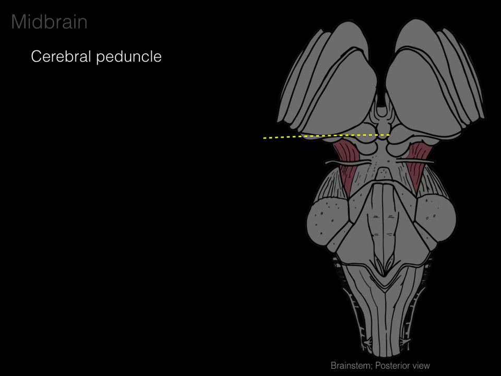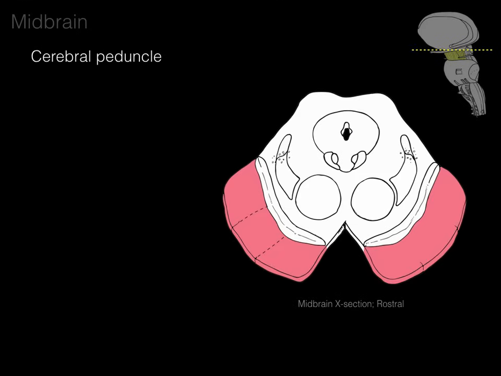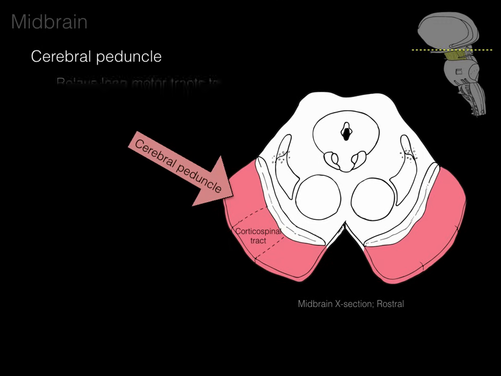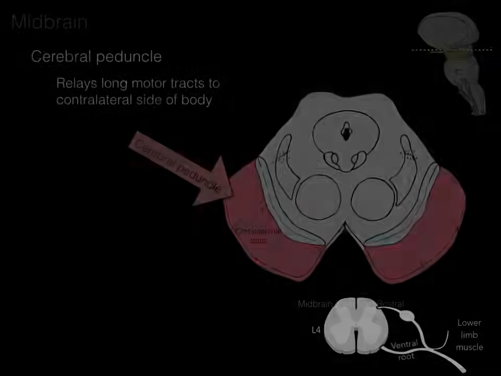Okay, so the cerebral peduncle, if we now take a cross-section through it, looks like this. And so that whole area in pink is the cerebral peduncle. And because we've got these descending axonal fibers that go from the cerebrum to the spinal cord and the pons and other parts of the brainstem, I'm just going to focus on one. It's called the corticospinal tract right there. Okay, and so this relays long motor tracts from the cerebrum to the spinal cord, but to the contralateral side of the spinal cord. Now, how does that work?